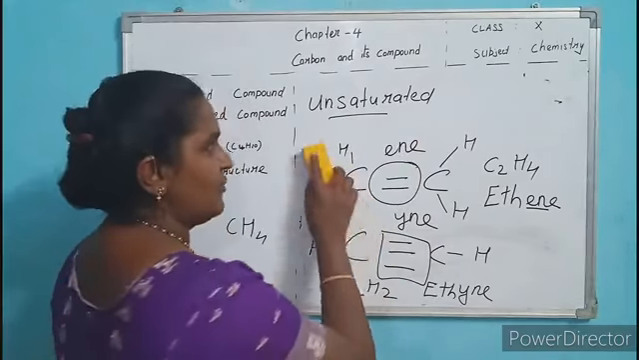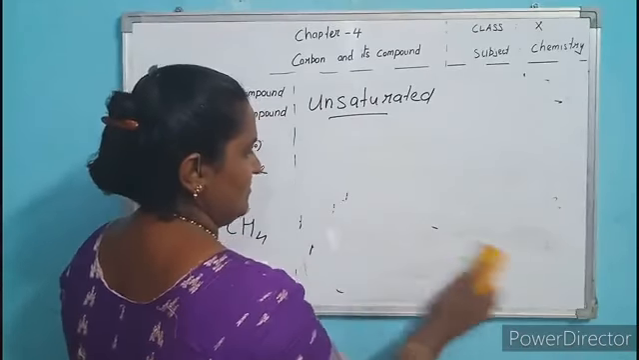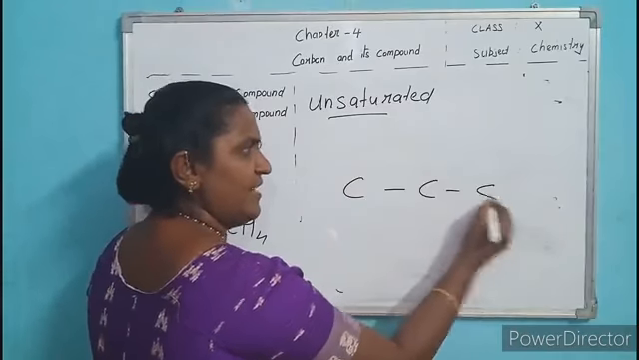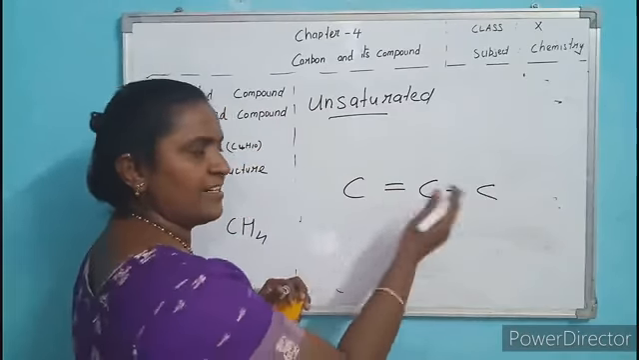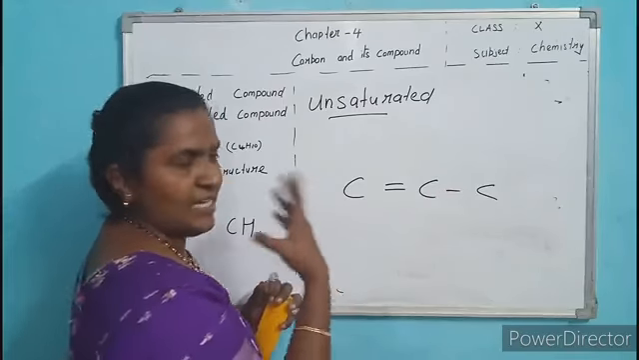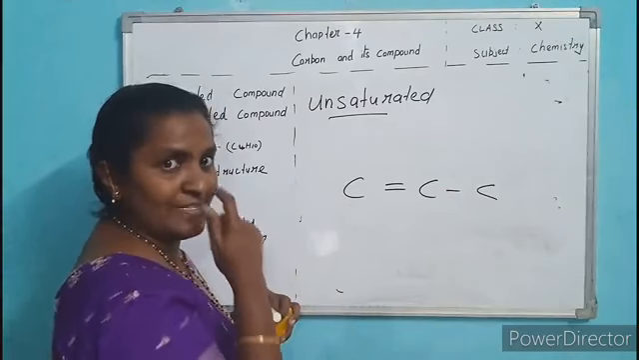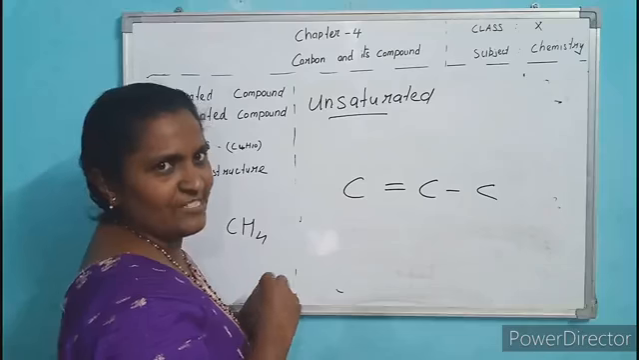One more example I will give you, with 3 carbons, okay? Anywhere you write the double bond, either this side or that side. This is unsaturated because between the carbons there is one double bond. So it is called unsaturated.